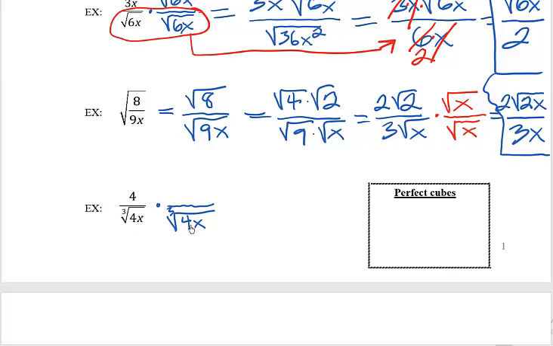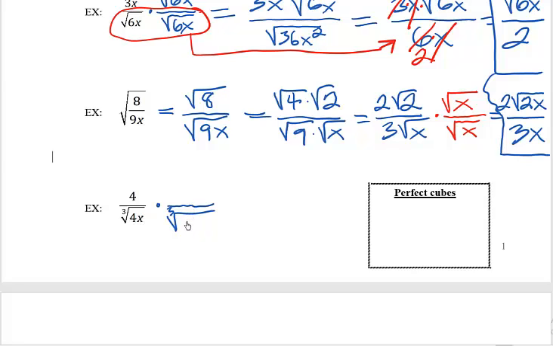That's going to make a 16 and an x squared. Well, 16 and x squared, those are not perfect cubes. That's not going to help me at all. So you have to be a little bit more creative when you're dealing with other kinds of roots. The exact copy thing isn't going to work.